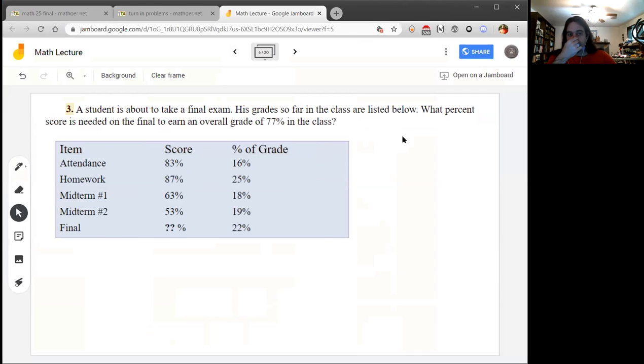Okay. The student is about to take a final exam and the grades so far are here. What percent score is needed if they want a 77% overall? So remember the expected value process, we would go across with multiplying, and then at the end, we would go down and add everything up. If that doesn't ring a bell, go back and watch what we did last class.